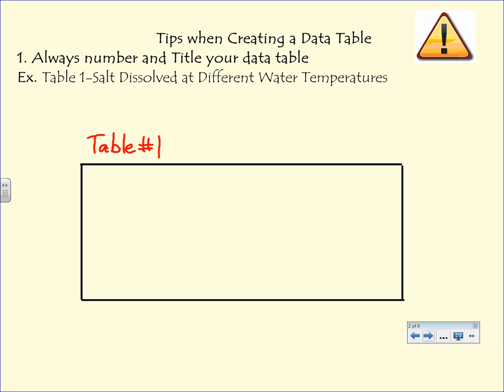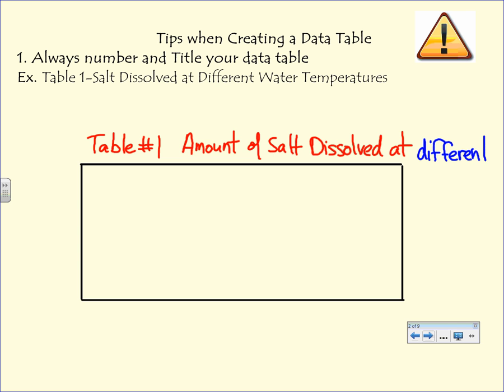The next thing your data table needs is not only to be numbered, but also to get a title. And the example that I'm giving you, we're going to say the amount of salt dissolved at different water temperatures.